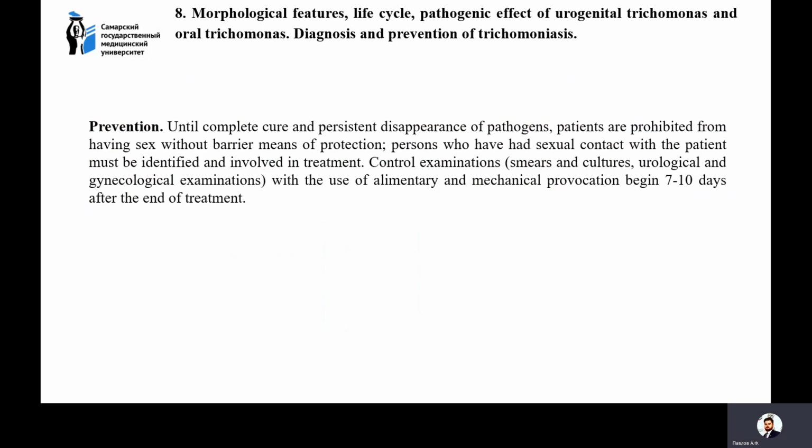Prevention of urogenital trichomonas. Until complete cure and the persistent disappearance of pathogens, patients are prohibited from having sex without a barrier means of protection. Persons who have had sexual contact with the patient must be identified and involved in treatment.